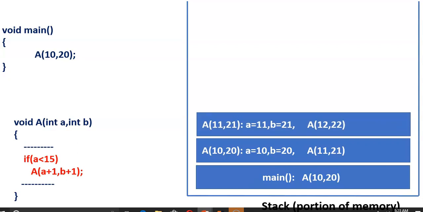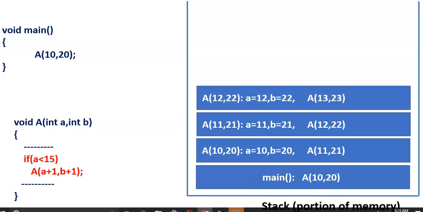Another copy of a function is created and placed in the stack. Now another set of variables a and b are created, which are local to the function a of 11 comma 21. A becomes 11, b is equal to 21. In this case, a is again less than 15. Then it calls the same function a with values 11 plus 1, 21 plus 1. That means a of 12 comma 22.